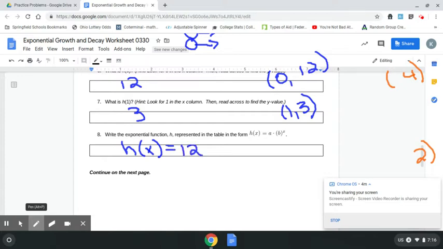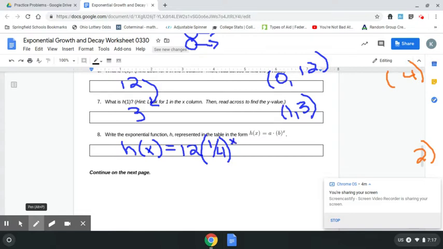0. Now, to figure out our decay factor, and this is decay because we went from a larger number to a smaller number, you have to ask yourself, what did you divide by to get from 12 to 3? Well, if you divide 12 by 4, that gets you 3. Well, dividing by 4 is the same as multiplying by 1/4, and it's raised to the x power. So there's my equation.